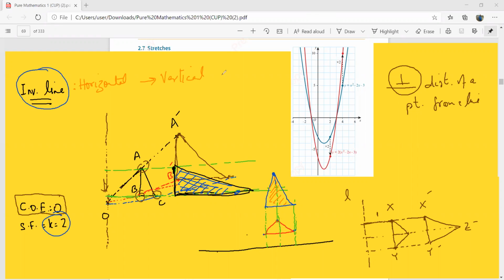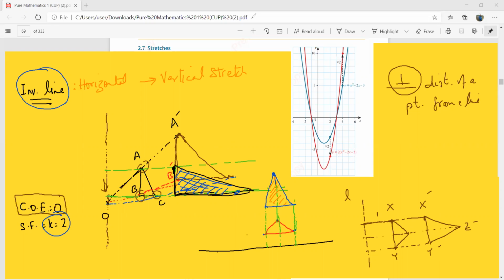Guys, if you're stretching something vertically, which coordinate do you think would be changed? If something is being stretched vertically, which coordinate do you think should be changing? Y coordinate. Yes? The y coordinate.